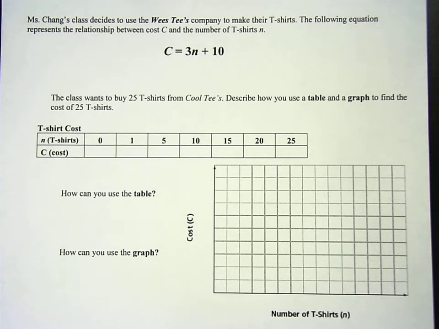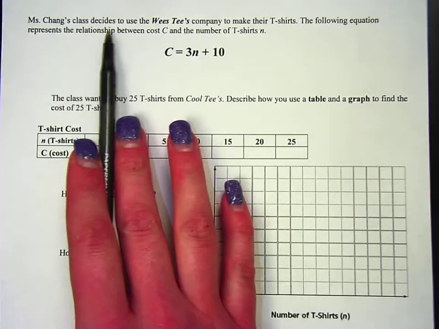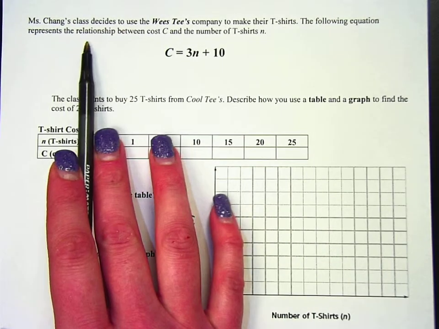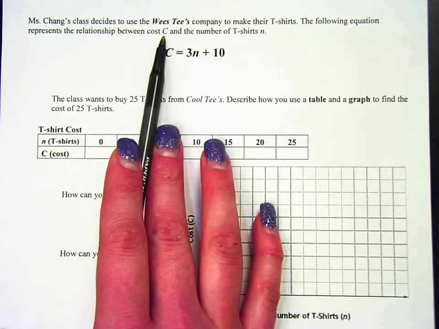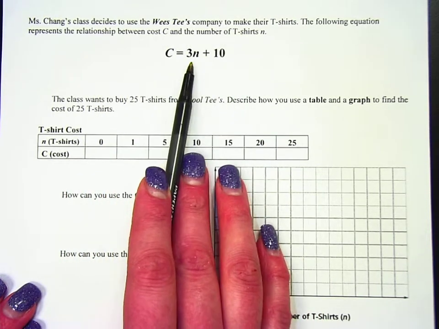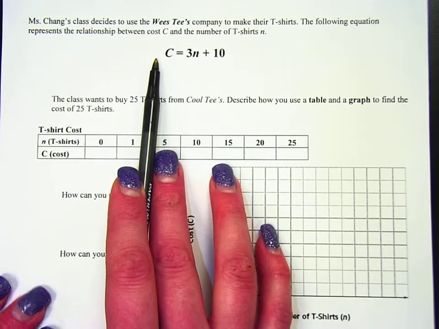This is the notes for 3.1, solving equations. Our scenario says Miss Chang's class decided to use Wee's Tees to make their t-shirts. The following equation represents the relationship between the cost C and the number of t-shirts N. So I'm putting in my number of t-shirts and I'm getting out my cost.